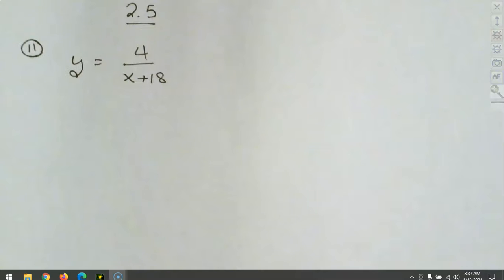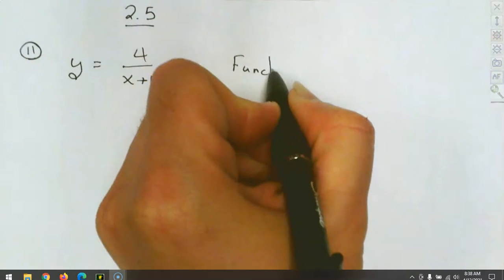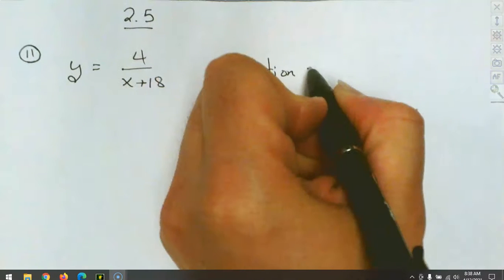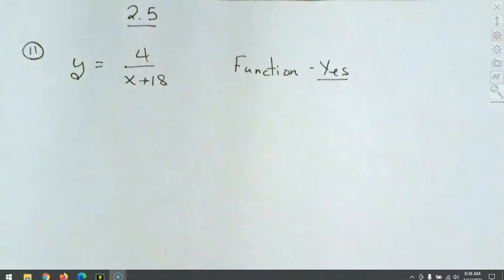That's the simple part. If it's a function, it has been solved or can be solved for what variable? Solved for y, right? So has this one been solved for y? Yes. So is this a function? That's the easy part. Yes. Now, when we look at the domain, what can we not have?